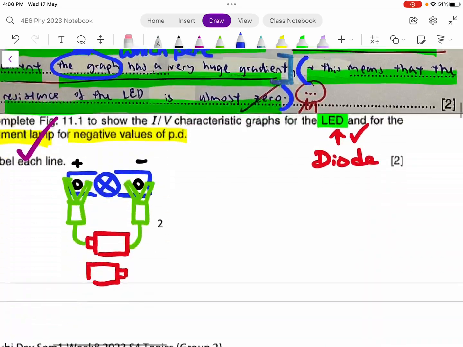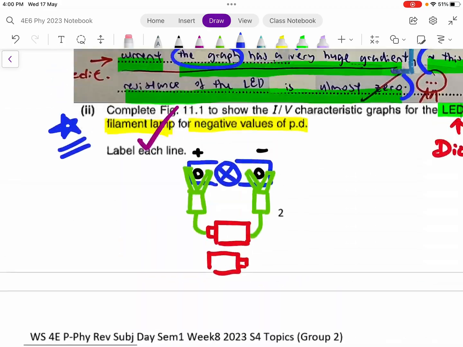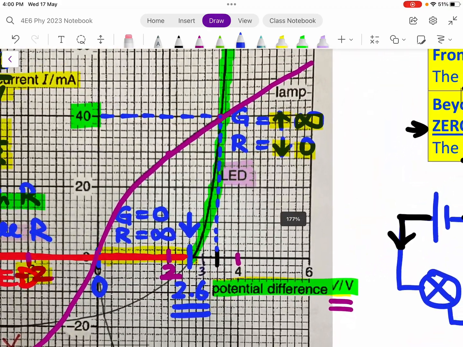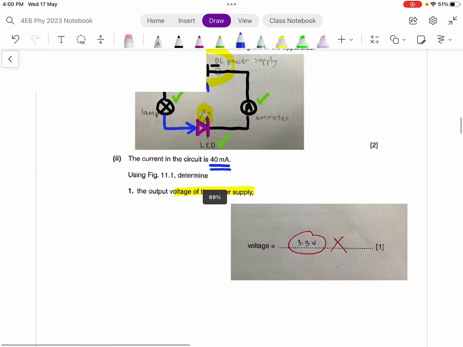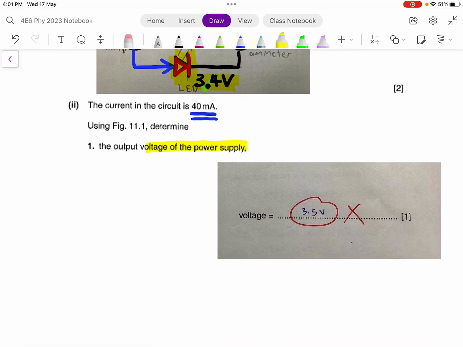So down here, if you are getting 40 milliampere according to the graph, sorry, how much? 40 milliampere, you are going to get 3.4 volt. So here you are going to get 3.4 volt across your light bulb, and you are also going to get 3.4 volt across your LED. Because it is a series connection, if you are using 3.4 volt here and 3.4 volt here, for the EMF you need to add them together.